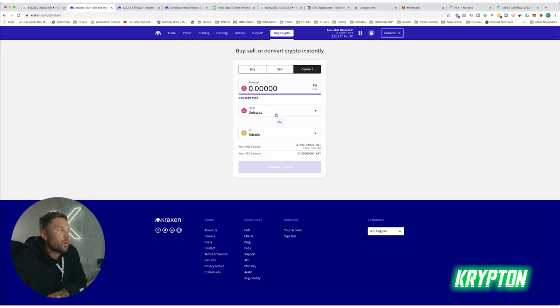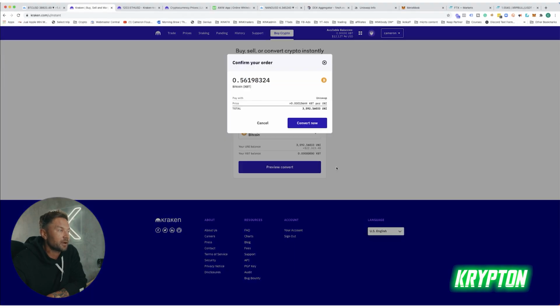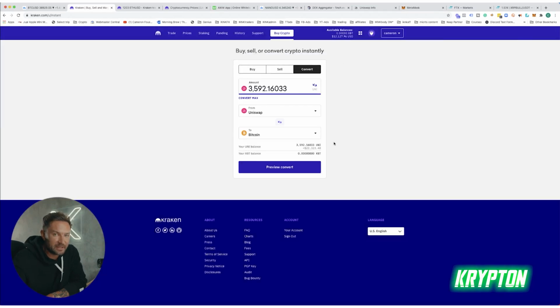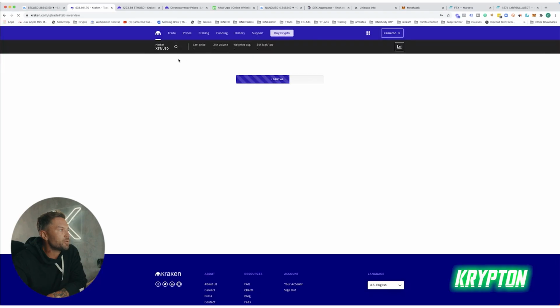And then from here, so if I wanted to swap my Uniswap for Bitcoin, okay, I would select my amount and you can say convert max because that's how much UNI I have. And I could swap my Uniswap for Bitcoin and it would give me, I don't know how many Bitcoin, whatever that is, $3,500 worth, but it would preview, or we can do preview convert. So what it would give me is 0.561 Bitcoin. So I could convert that just like that without having to sell it for USD, then go from USD to then buy Bitcoin. I could convert it if I wanted to. So that's multiple ways you can do things.